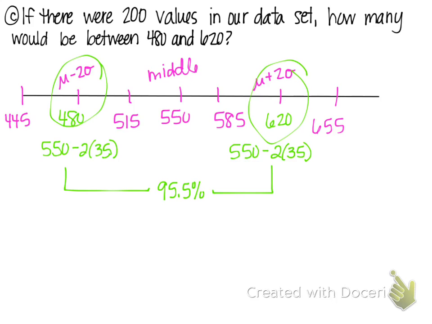So the last thing we want to do is figure out exactly how many pieces of data would lie between these two values. We're given that there's 200 total values. So we want to find 95.5% of the 200. So we have to write 95.5 as a decimal and multiply it by 200. Put it in your calculator and you get 191 pieces of data. And that's our final answer.